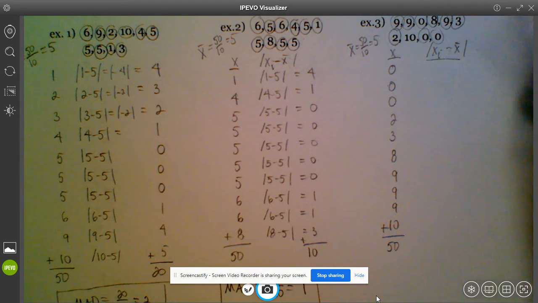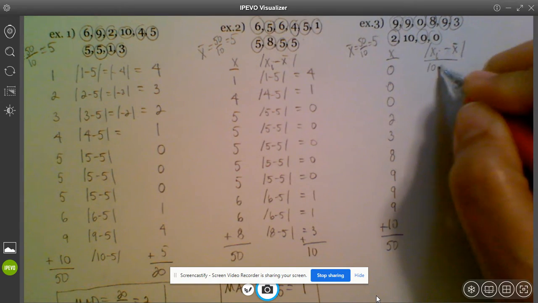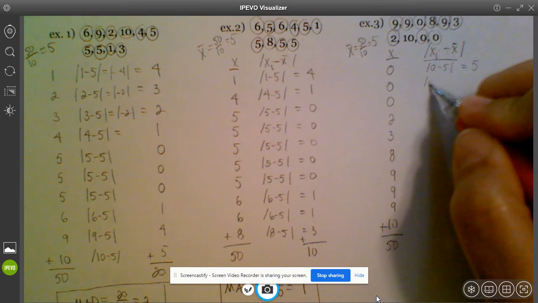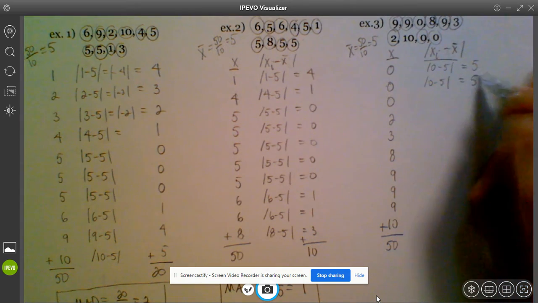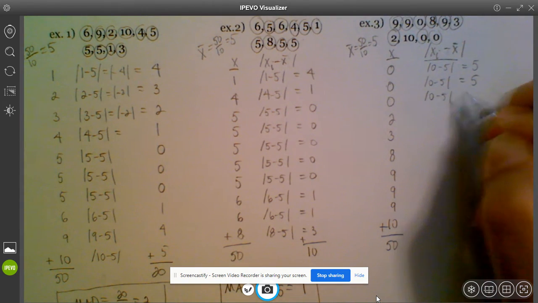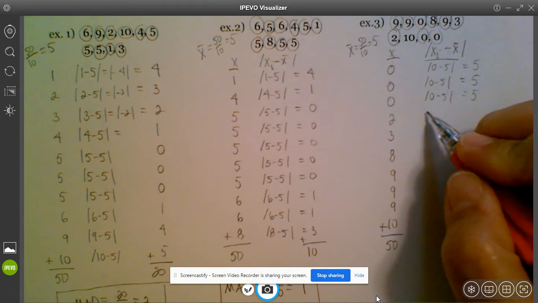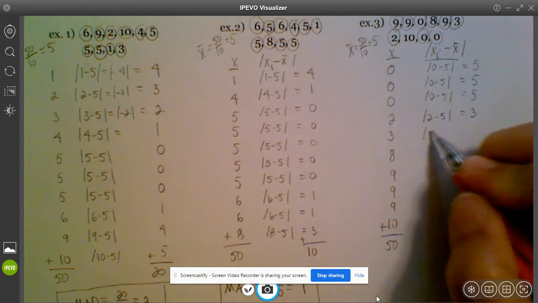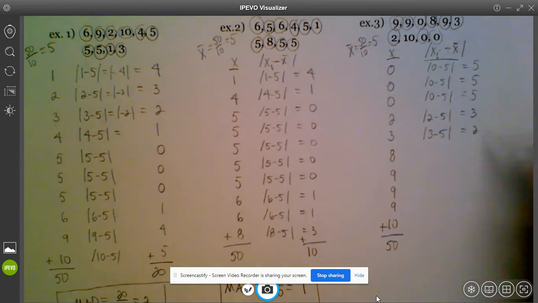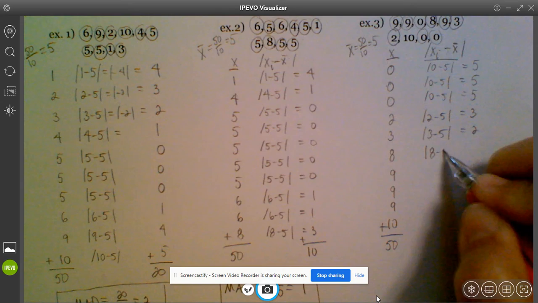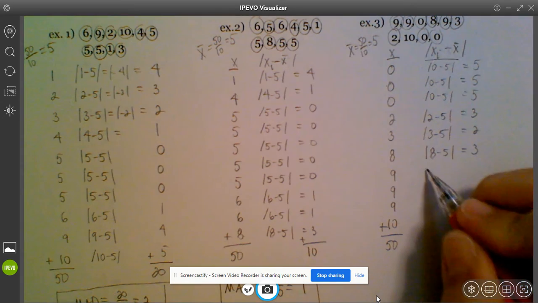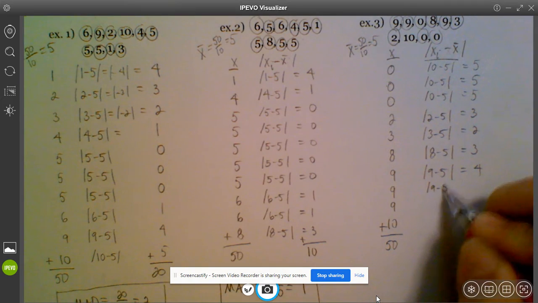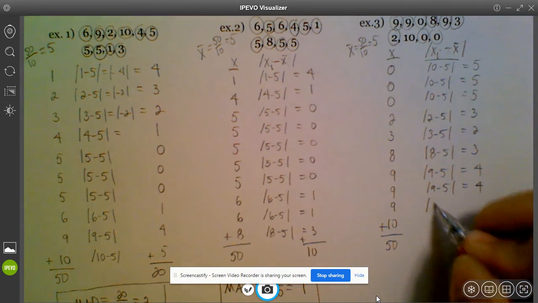Now we need to take each value minus the mean. 0 minus 5. So 0 is 5 units away. It doesn't matter whether it's above 5 or below 5. The distance is 5, even though we know it's below. 2 is 3 units away. 3 is 2 units away. 8 is 3 units away. 9 is 4 units away. And that happens 3 times here.